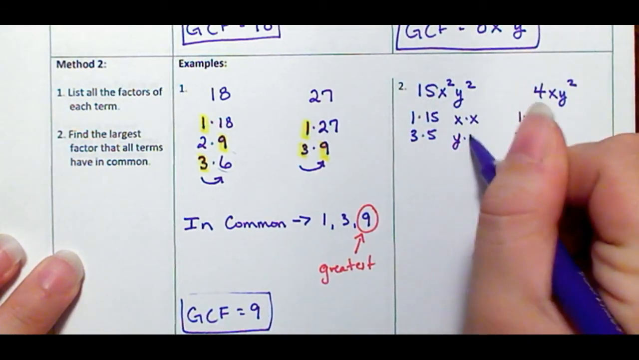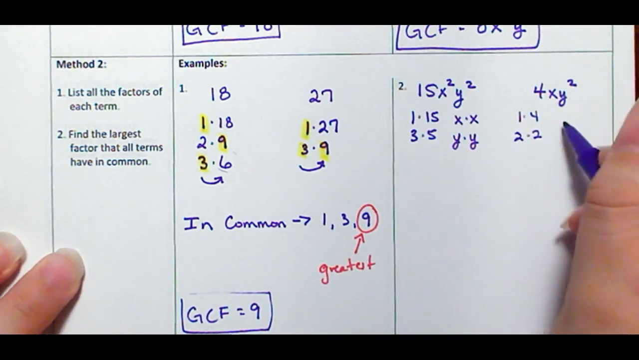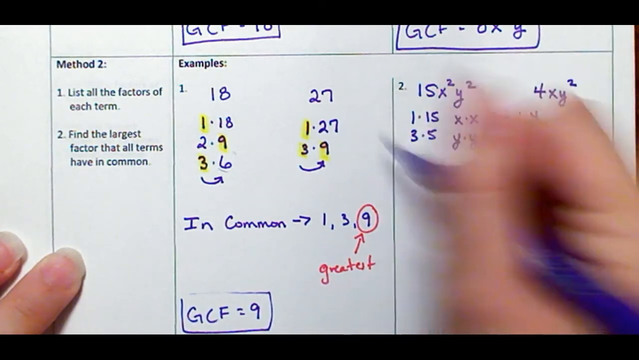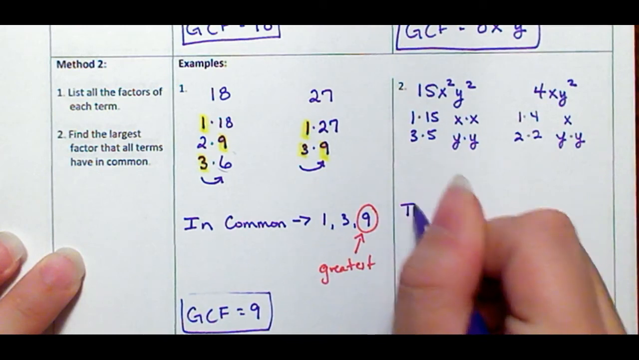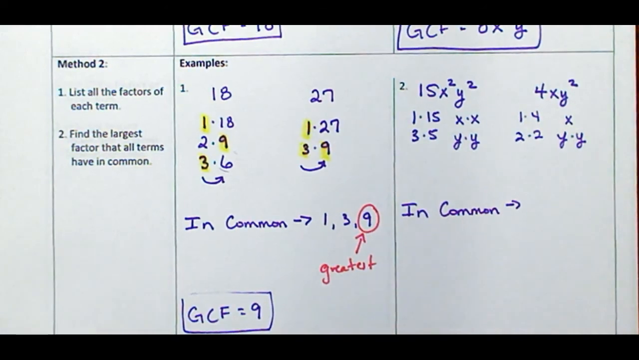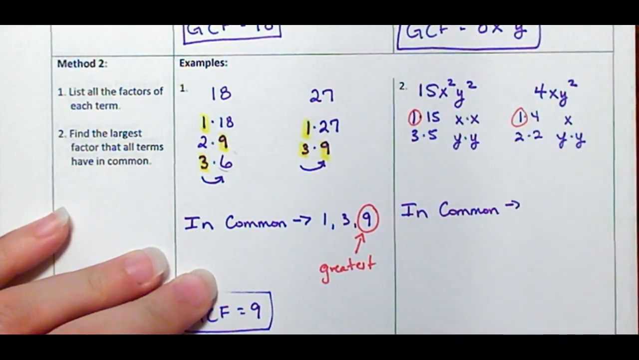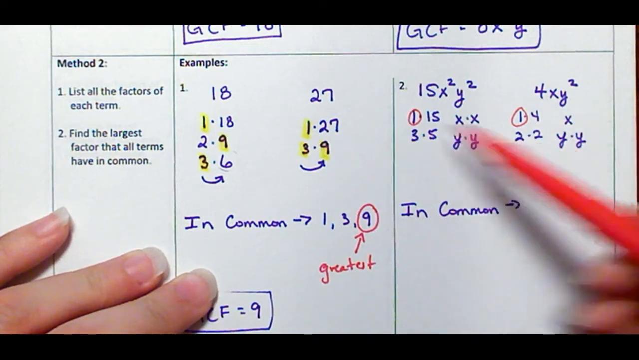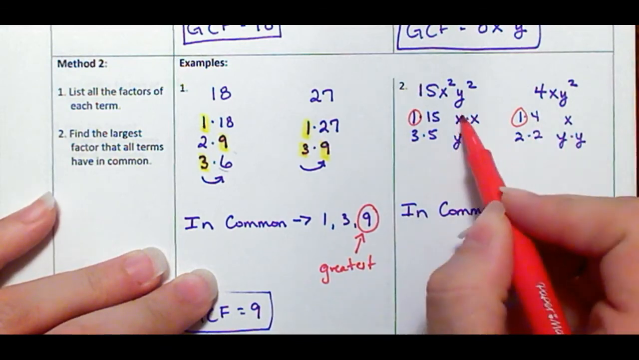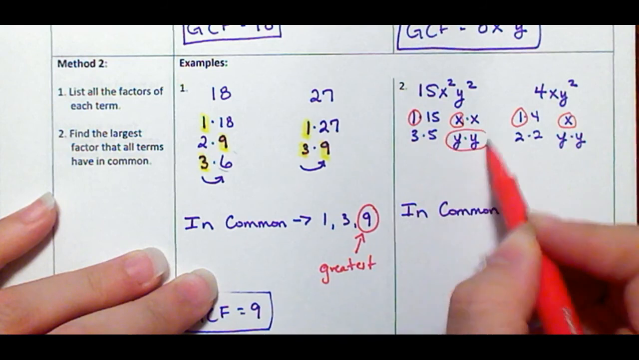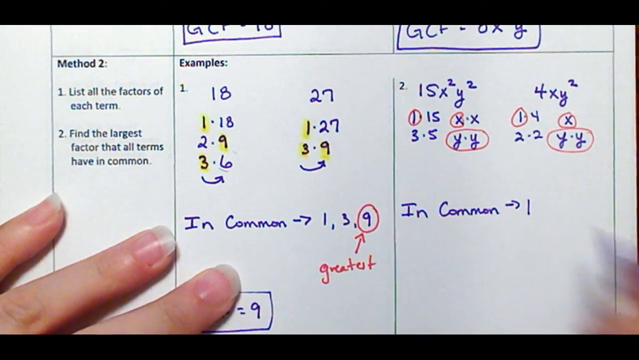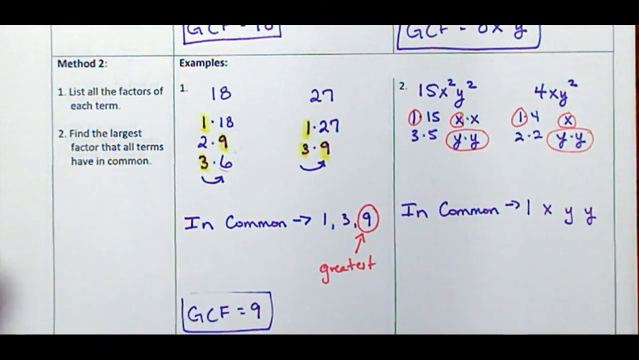Now, factors of x squared would be x times x. y squared would be y times y. Over here, the factor of x is x, and y squared is y times y. So these are all the factors of these two terms. Let's see what they have in common. Well, they have a 1 in common. They don't have a 3, they don't have a 5. That's the only thing those numbers have in common, a 1. Now notice they also have an x in common, and 2 y's. So they have 1, x, y, and y in common.